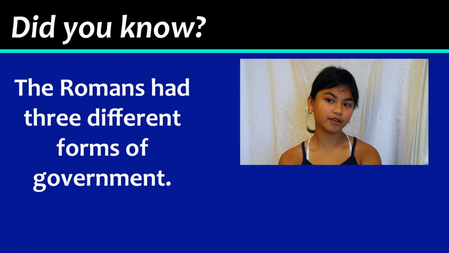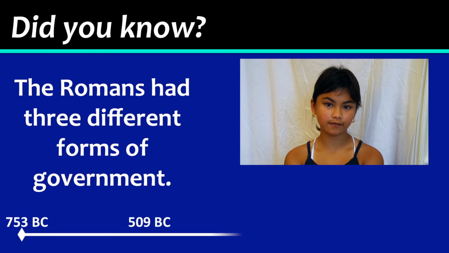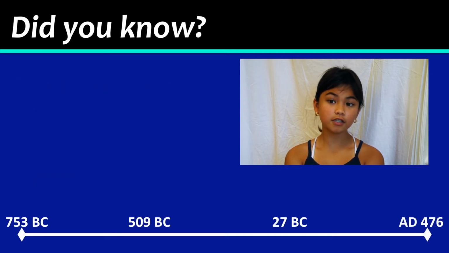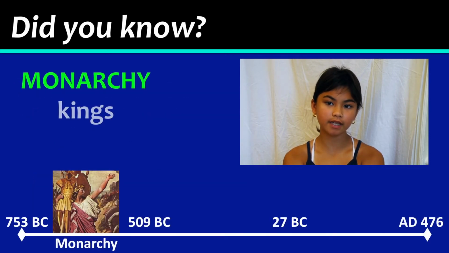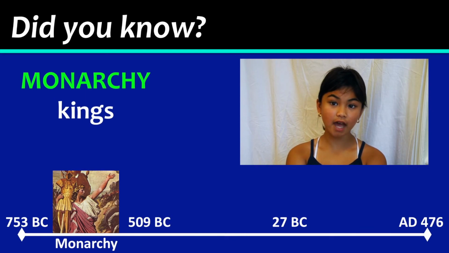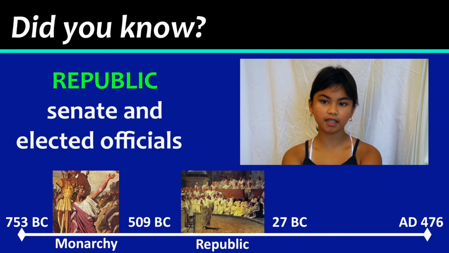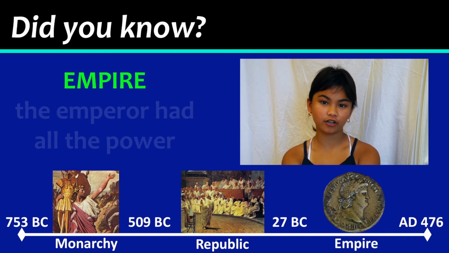Did you know that the Romans had 3 different forms of government? First, they were a monarchy with kings. After that, they were a republic with a senate and elected officials, just like us. Finally, they became an empire, where the emperor had all the power.